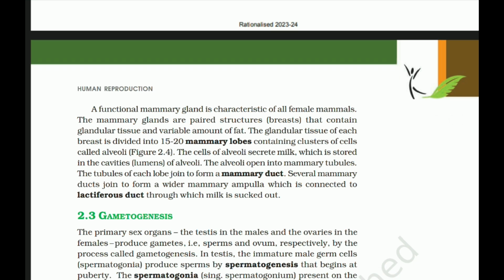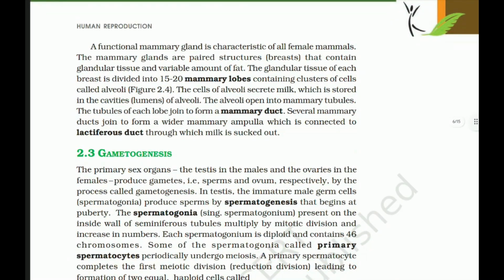The glandular tissue of each breast is divided into 15 to 20 mammary lobes containing clusters of cells called alveoli. The cells of the alveoli secrete milk, which is stored in the cavities (lumens) of the alveoli. The alveoli open into mammary tubules. The tubules of each lobe join to form a mammary duct. Several mammary ducts join to form a wider mammary ampulla, which is connected to the lactiferous duct through which milk is sucked out.